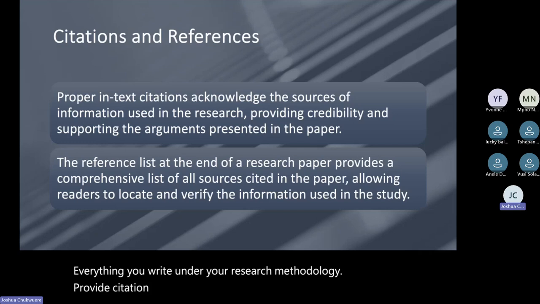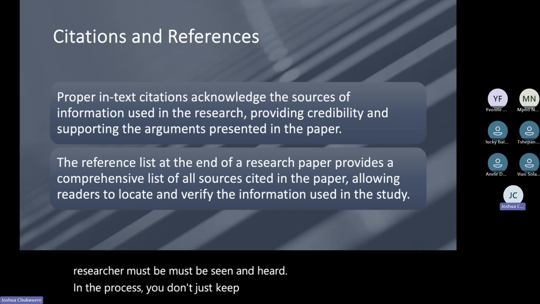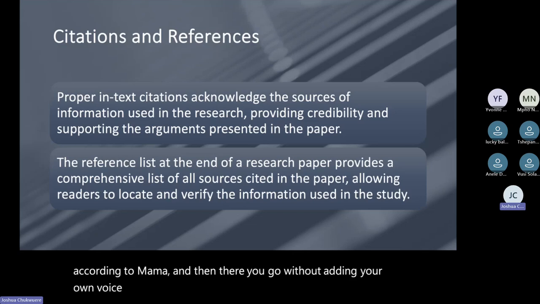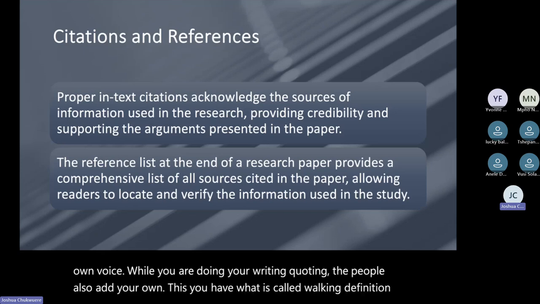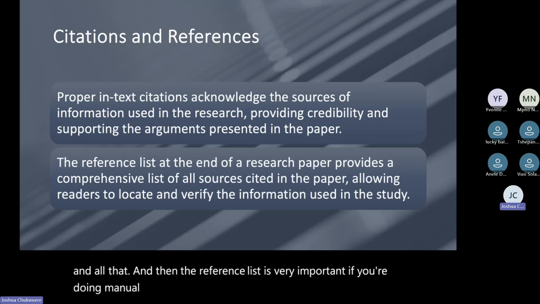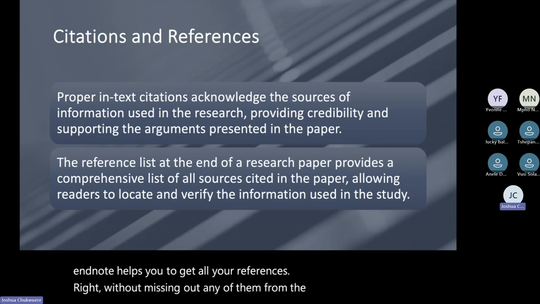However, like I said last time, the voice of the researcher must be seen and heard in the process. You don't just keep quoting according to so-and-so, and then there you go, without adding your own voice. While you are writing, quoting the people, also add your own. This is where you have what is called a working definition and all that. And then the reference list is very important. If you're doing manual referencing, it's okay, but using tools like EndNote helps you to get all your references right without missing out any of them from the in-text references.